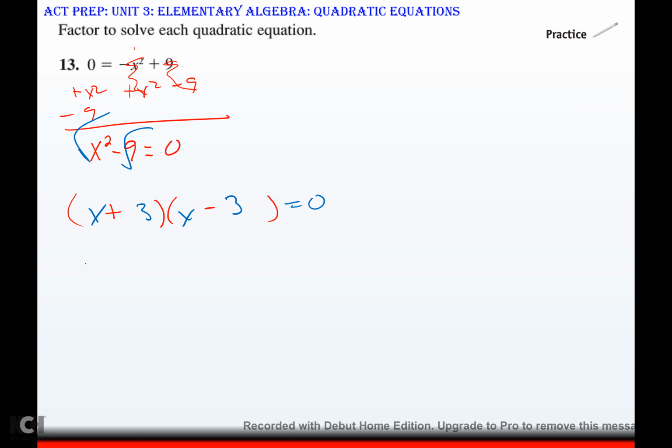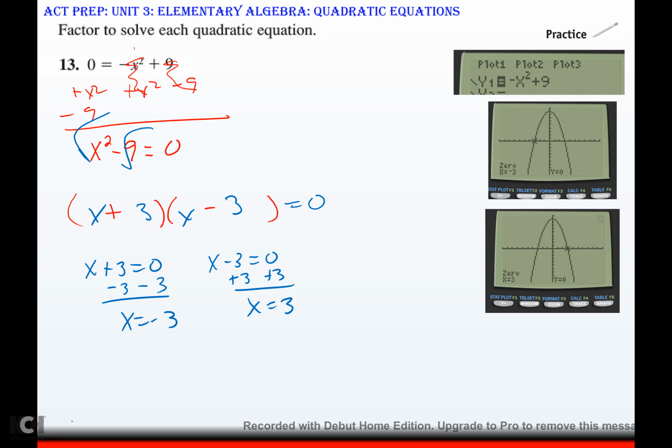And now set them to 0 and solve. X plus 3 equals 0, so minus 3 minus 3, x equals negative 3. Or x minus 3 equals 0, add 3, and x equals positive 3. So plus or minus 3.